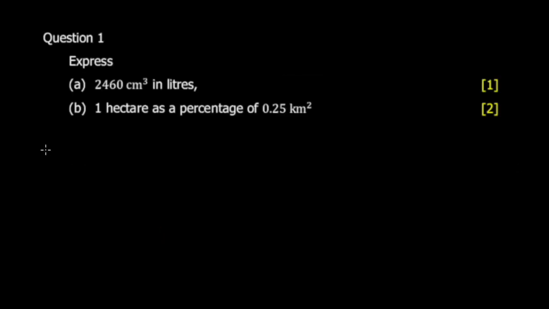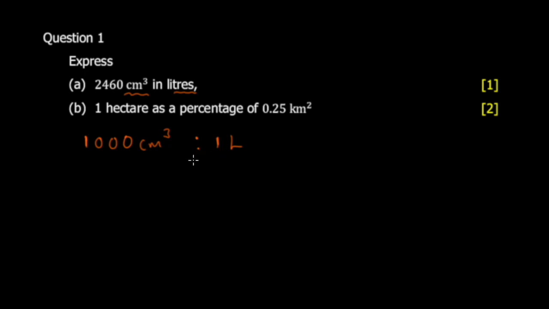So the first question says, express 2460 cubic centimeters in liters. So express this in liters. Whenever you're asked to change from one unit to another, you have to know the conversion factor. There are two ways to write the conversion factor, and the easiest way is to write it as a ratio. So you should know that 1000 cubic centimeters is to 1 liter.